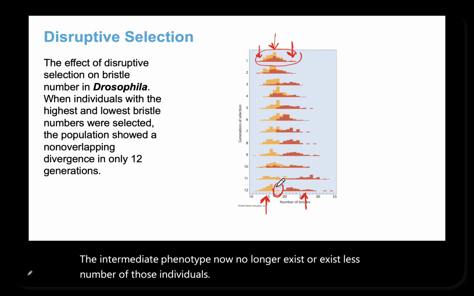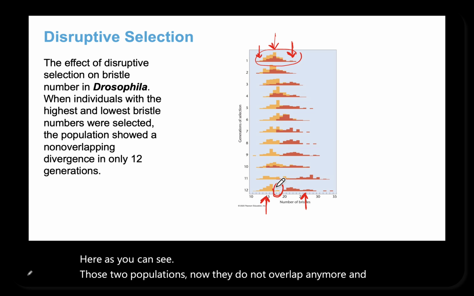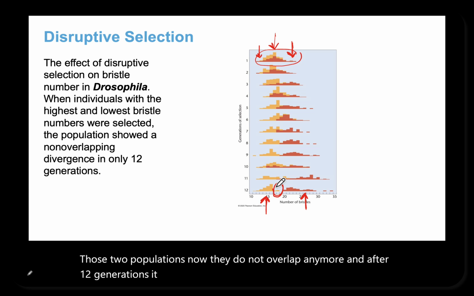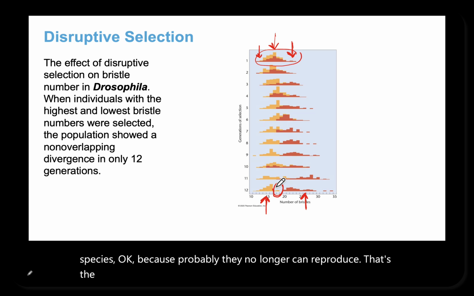Here, as you can see, those two populations now do not overlap anymore. And after 12 generations, it is possible that we have created two different species, okay? Because probably they can no longer reproduce. That's the effect of disruptive selection.